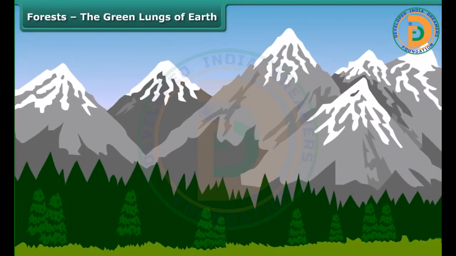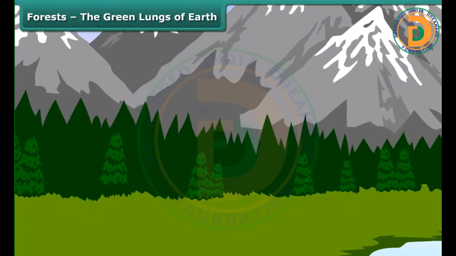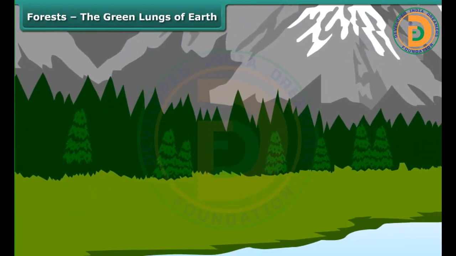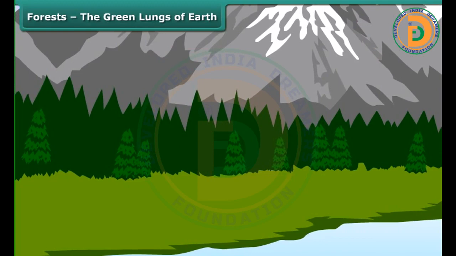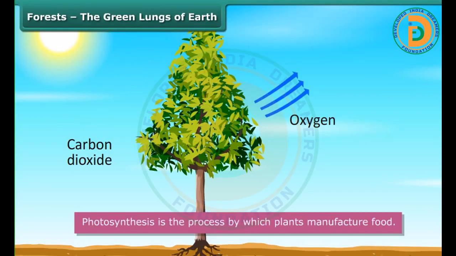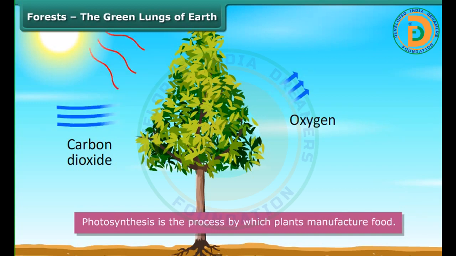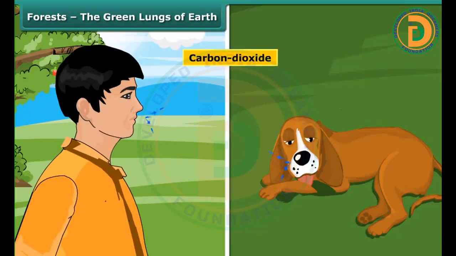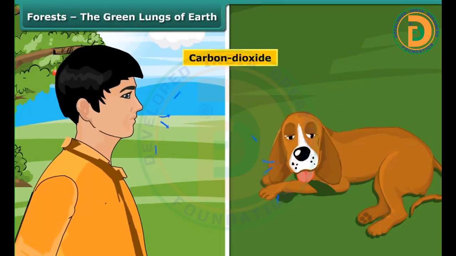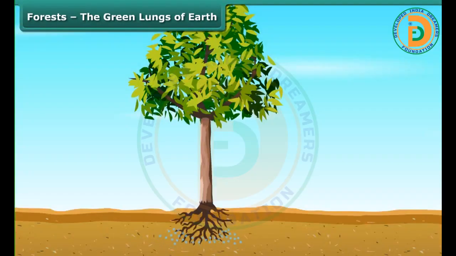Hills have dense forests. Forests maintain the balance of oxygen and carbon dioxide in the atmosphere through photosynthesis. Photosynthesis is the process by which plants manufacture food. In this process, plant leaves use the light from the sun to synthesize food from carbon dioxide and water. Carbon dioxide is released by human beings and animals. Water is absorbed from the soil by plants.